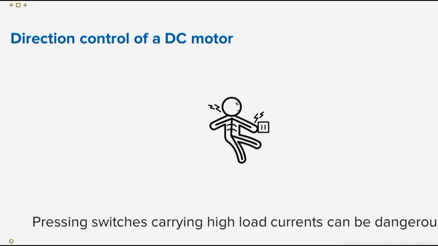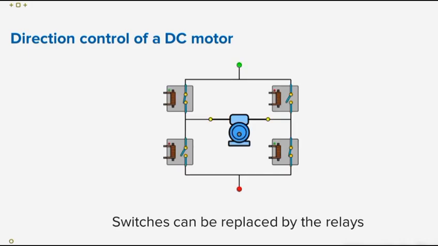But it is difficult to press these switches together properly at the same time. And moreover, it is dangerous to operate switches carrying high currents through them. To solve these problems, we can replace the switches with relays and trigger the relays from the comfort of a control room and away from harm's way.